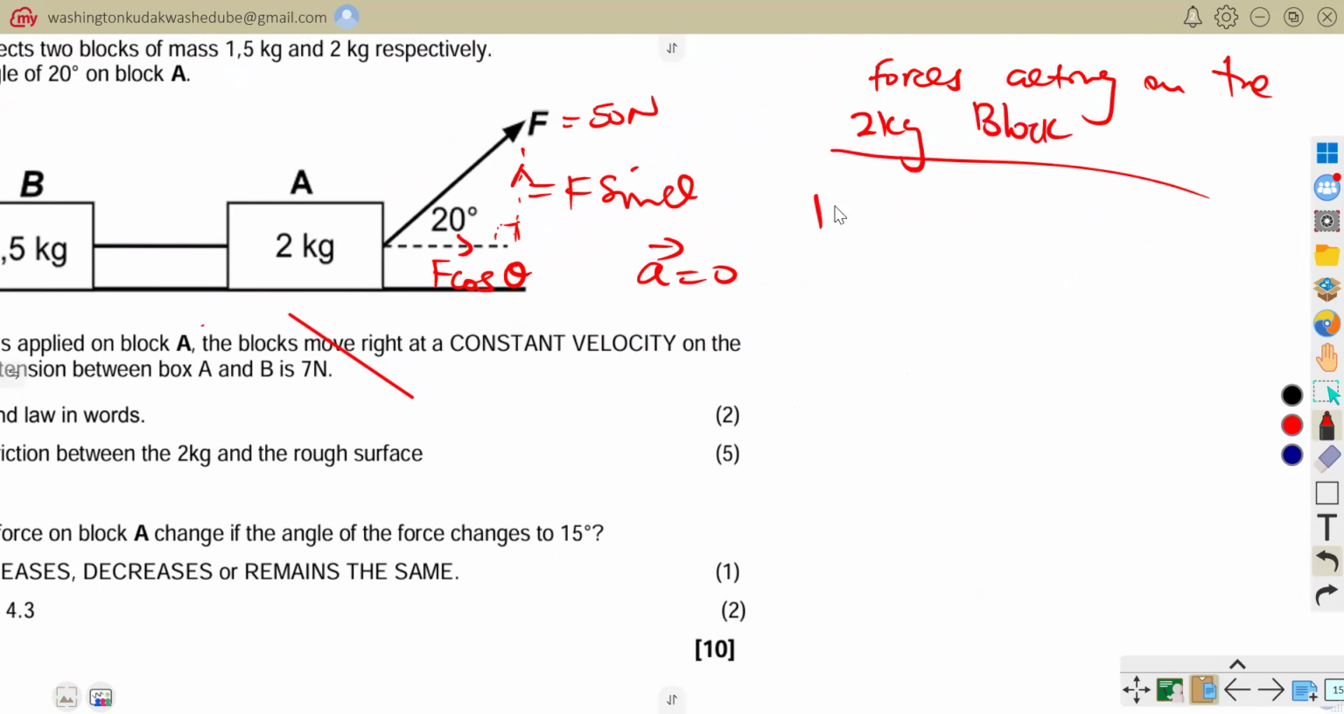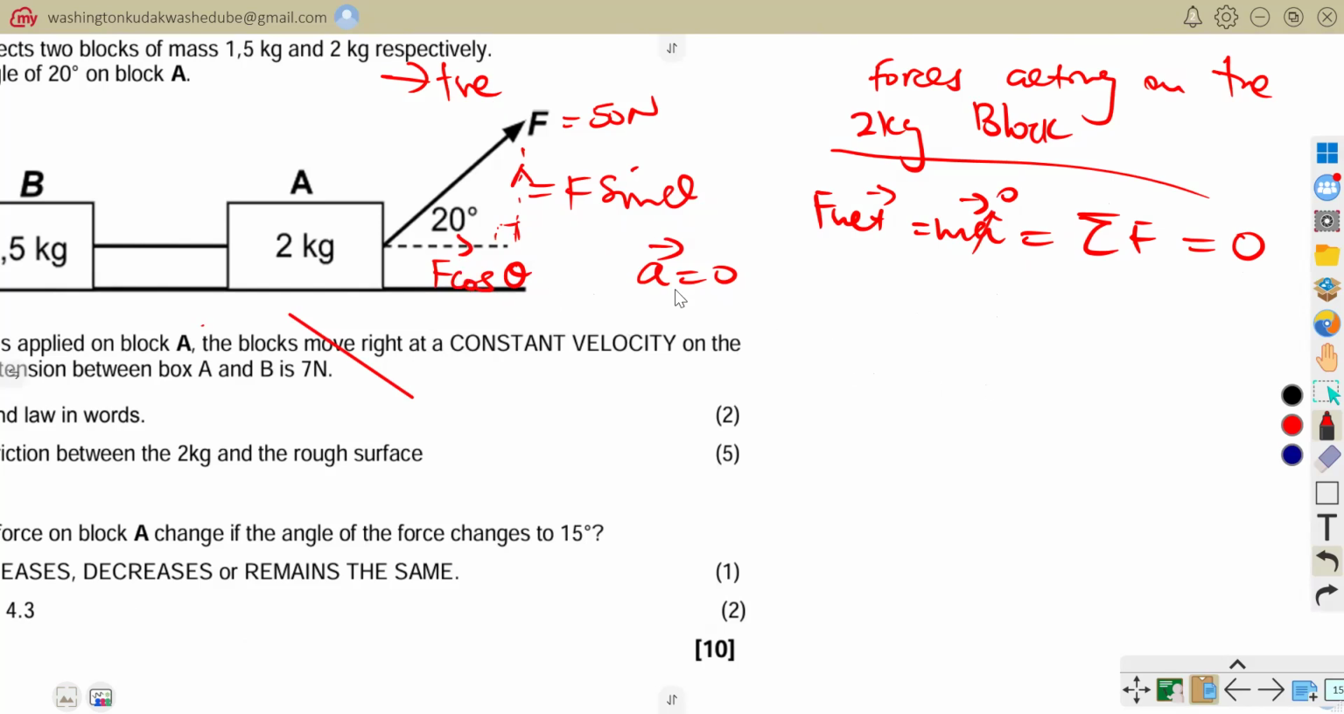I would have my net force being equal to mass times acceleration, being equal to the sum of all vector forces. Since the acceleration is equal to 0, this will be equal to 0. What is the net vector sum of forces? We have a force going to the right, so we are going to take the right as positive.